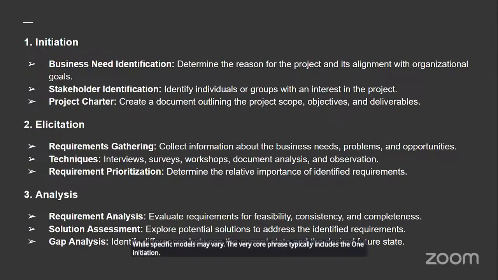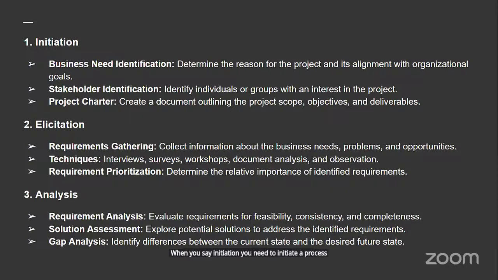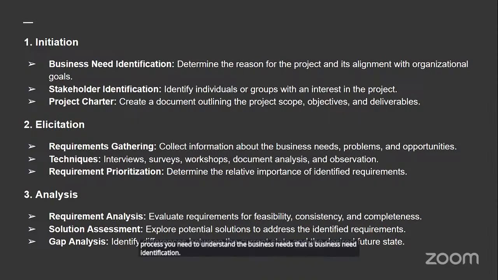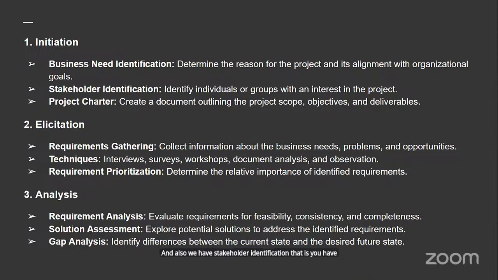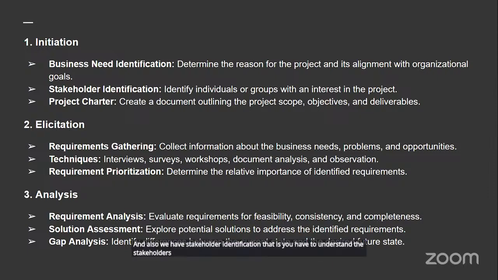When you say initiation, you need to initiate a process. And to initiate a process, you need to understand the business needs. That is business need identification. This determines the reason for the project and its alignment with organizational goals. And also we have stakeholder identification. You have to understand the stakeholders. You need to identify the individuals or groups with an interest in the project.